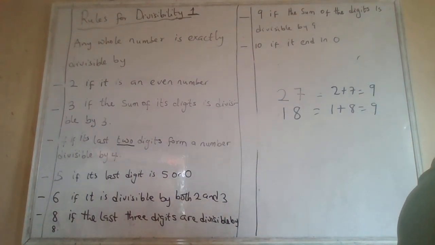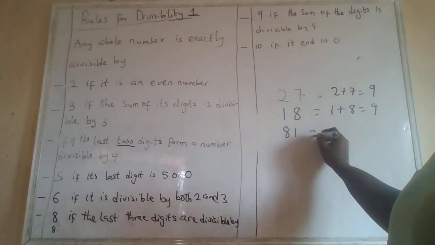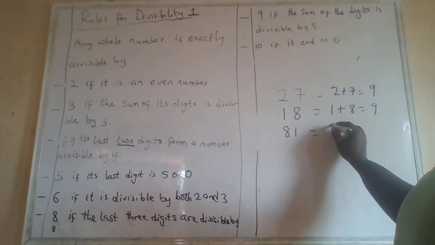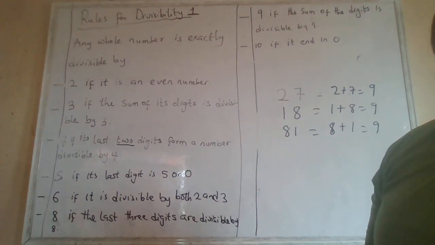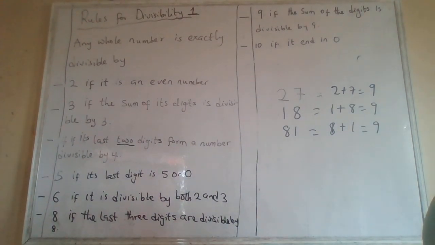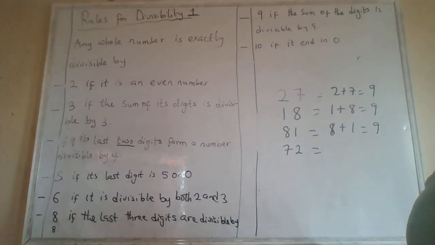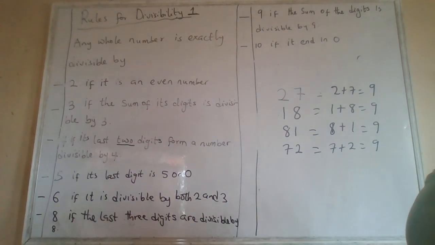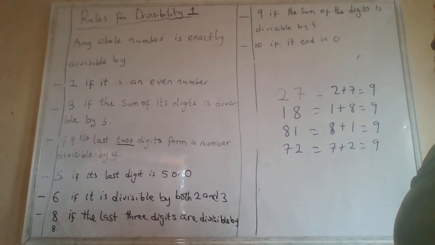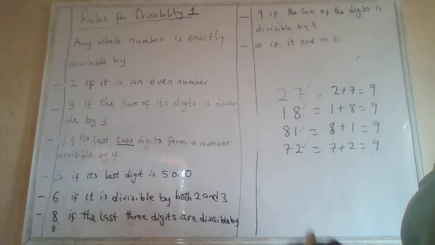Let's move on to 81. It is also possible because 8 plus 1 will give us 9. And they are all divisible by 9. How about 72? 72, 7 plus 2 will give you 9, and 9 can divide itself. So 72, they are all divisible by 9.